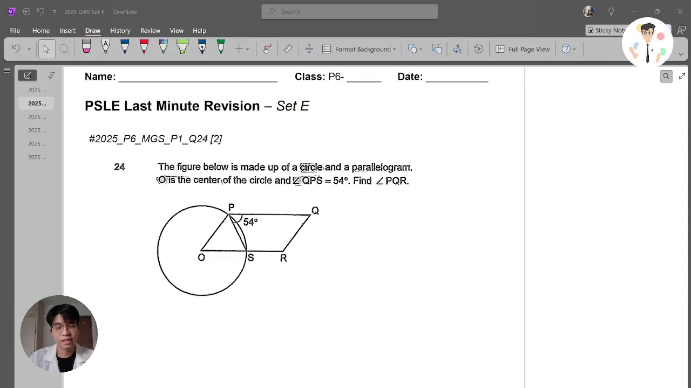Welcome back to digital class, and now we're looking at PSLE last minute revision set number E. Among these worksheets, I think set number E is one of my favorite worksheets because there are many interesting questions here for us to try out.